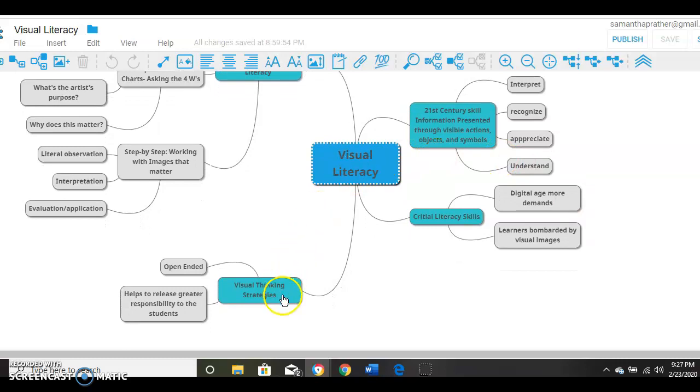Going on to visual thinking strategies, or VTS. It allows for students of all levels to participate, even students who struggle in confidence or in other academic areas. It allows for more open-ended questions for students to debate and find answers themselves. It helps to address the Common Core standard goal of independence, releasing a greater responsibility to the students, with the teacher's role being the facilitator.